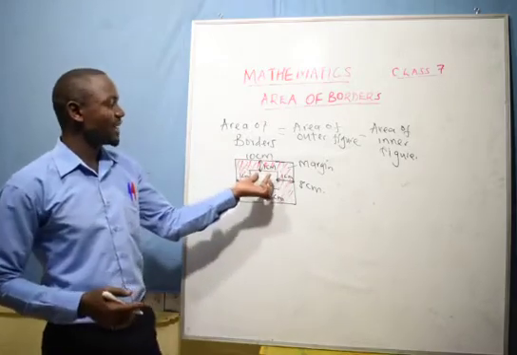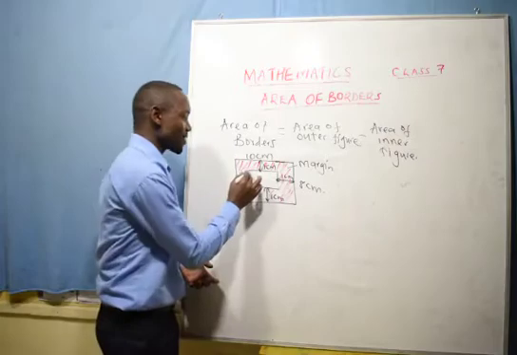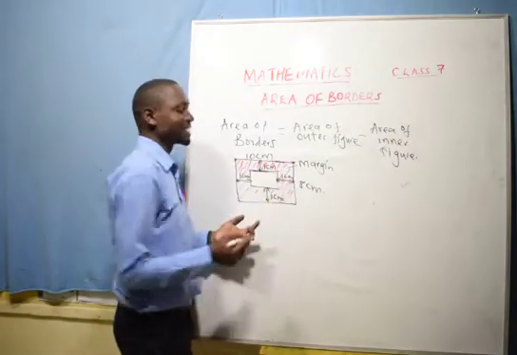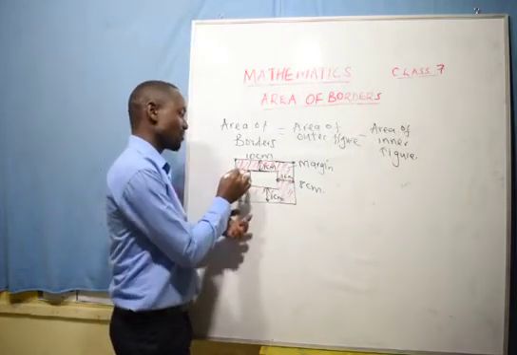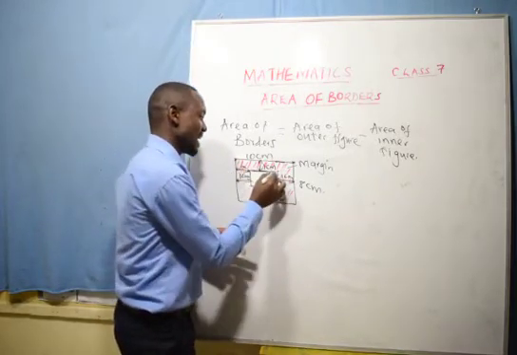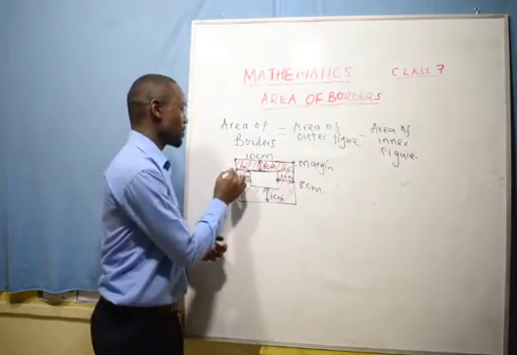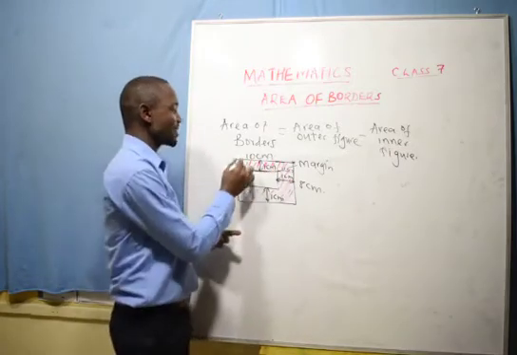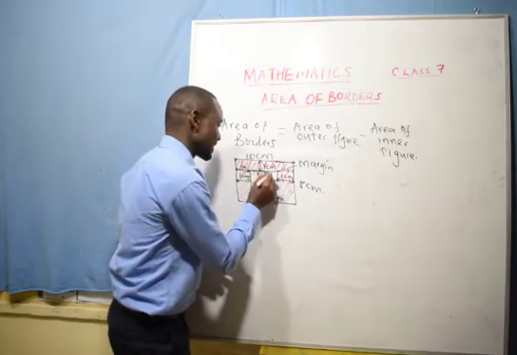So to get the dimensions of the inner rectangle, to get the length of the inner rectangle, we get the length of the outer rectangle, that is 10 centimeters, minus this distance here. And what is the length of this distance? This is 1 centimeter. And this other distance here is 1 centimeter. So the margin from here to here plus here to here is 2 centimeters. So to get the length, we take 10 minus 2. So this is 8 centimeters.